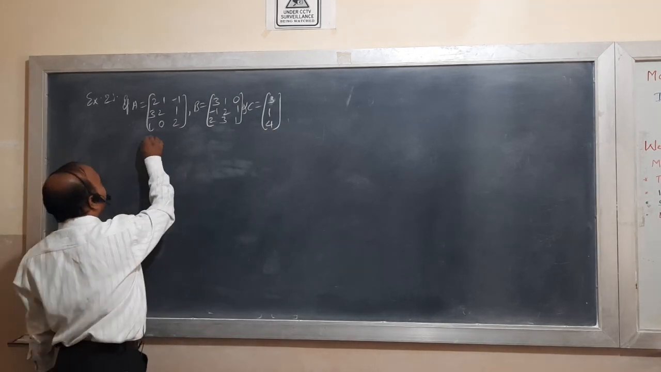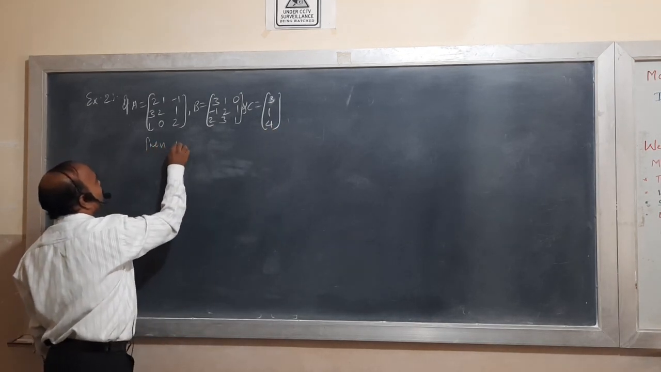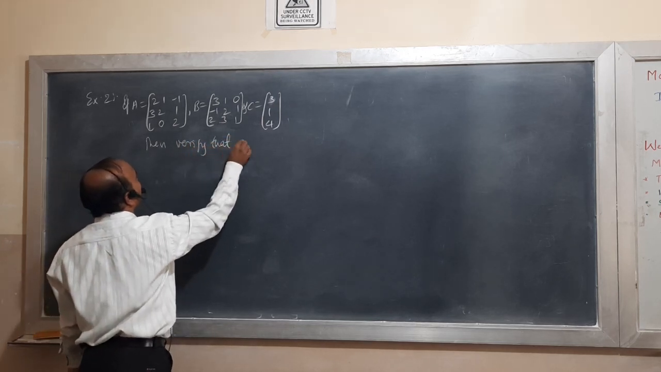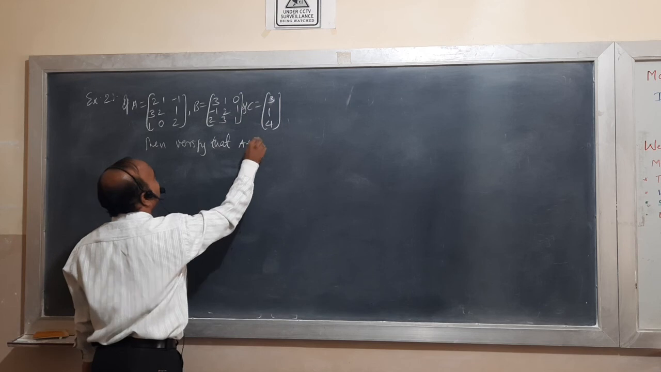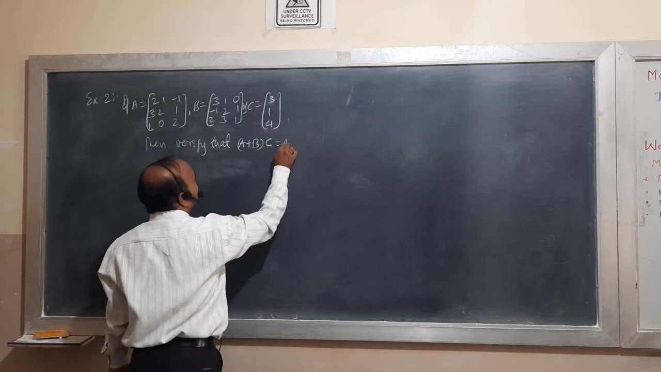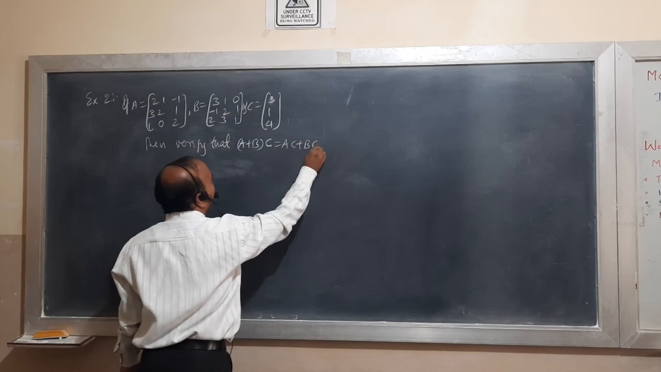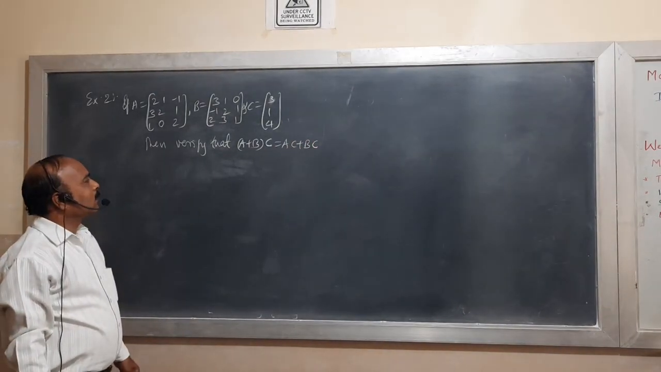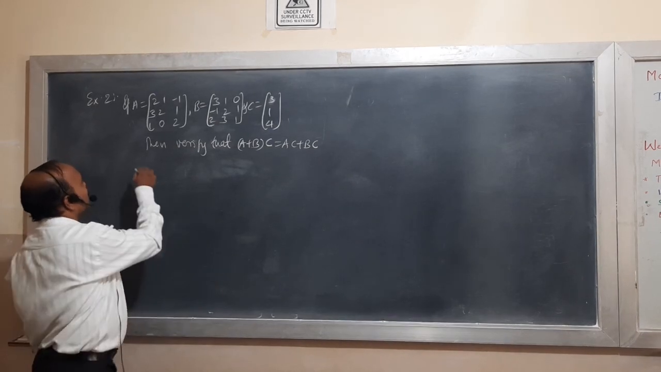then verify that (A + B) C is equal to AC + BC. This you check by using the three matrices. Now we go for the solution.